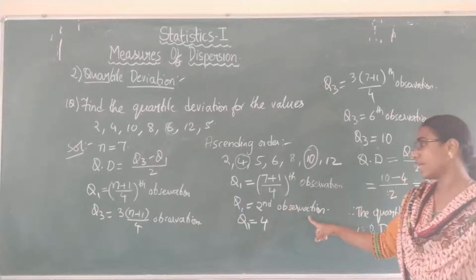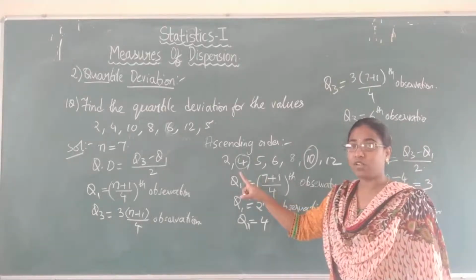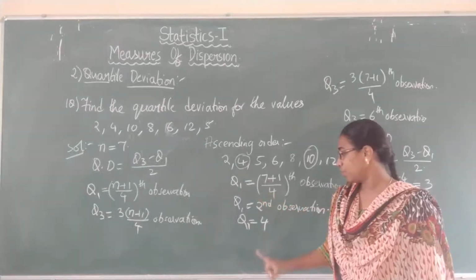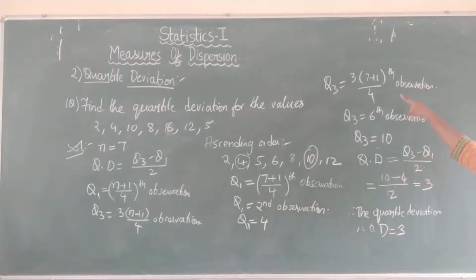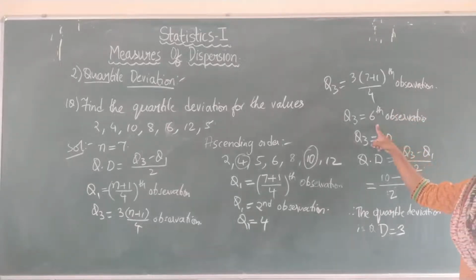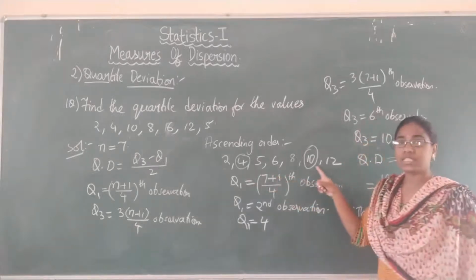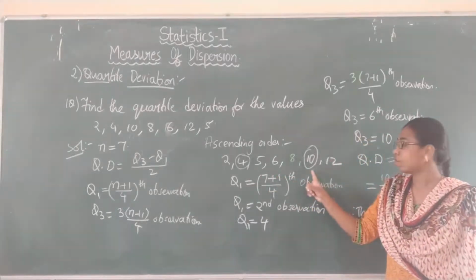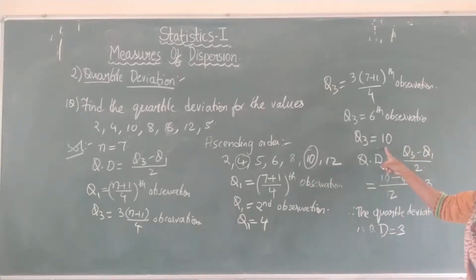So here we got the second observation. What is the second observation in the ascending order? 4. So 4 is considered as Q1. Similarly, Q3 means 3 into (N plus 1) by 4. We got the 6th observation as the third quartile. In the ascending order, what is the 6th observation? The 6th observation is 10. So we got the Q3 value as 10.